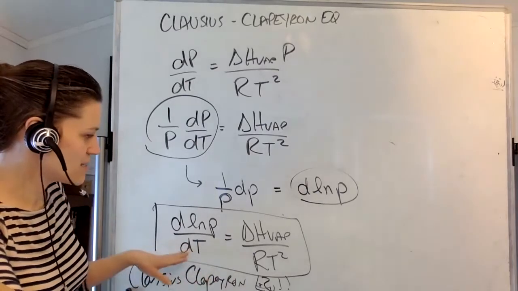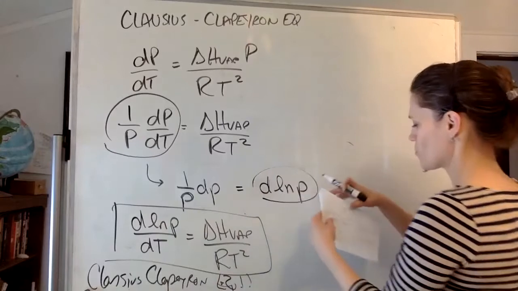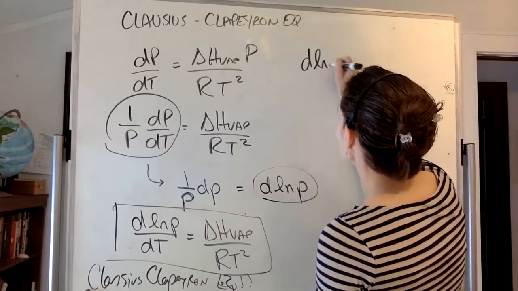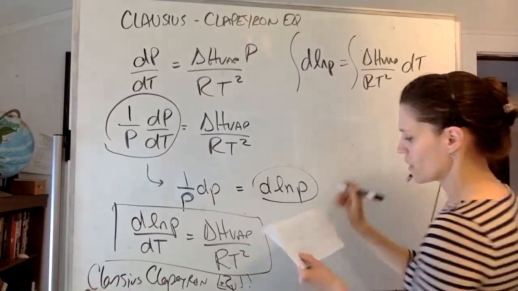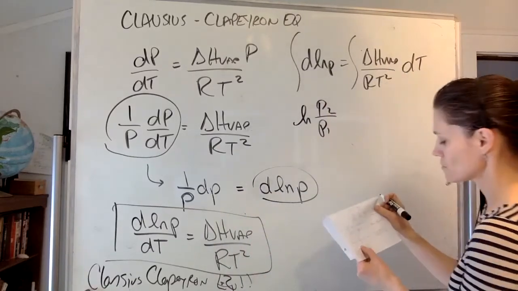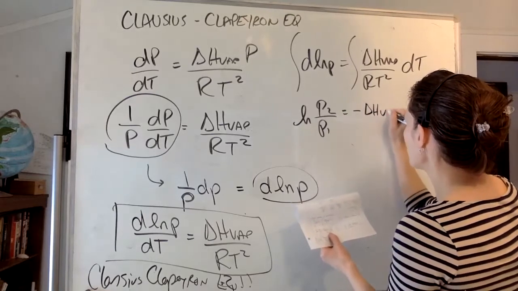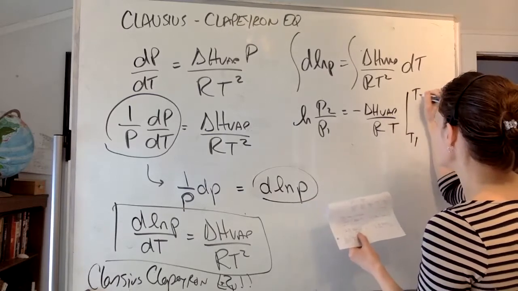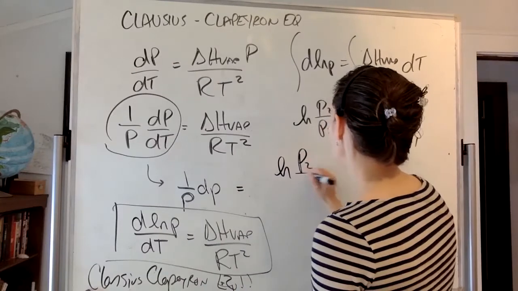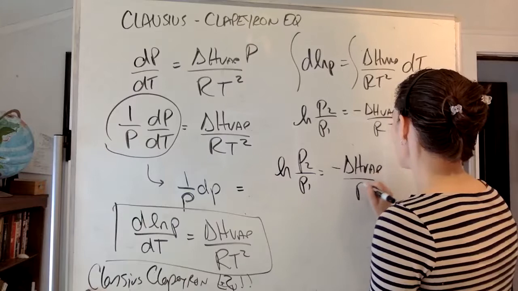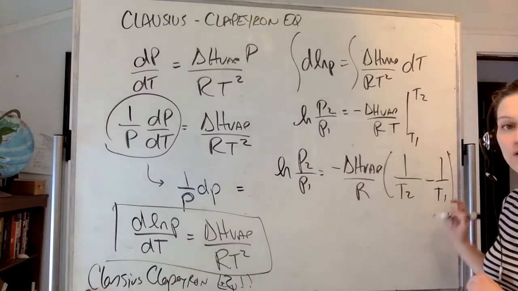Now you may have seen this in a slightly different form, because you normally would then take this and integrate it with respect to each side. If you integrate, we've got d log P is equal to delta H vaporization over RT squared dT. Integrate that, and you're left with log of P2 over P1 equals, because you have a T squared down here, minus delta H vaporization over R over T from T1 to T2. Which means log P2 over P1 is equal to minus delta H vaporization over R times (1 over T2 minus 1 over T1). And this is most likely the Clausius-Clapeyron equation that you have seen time and time again.